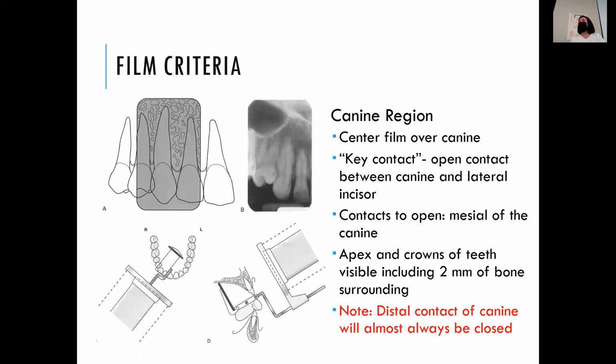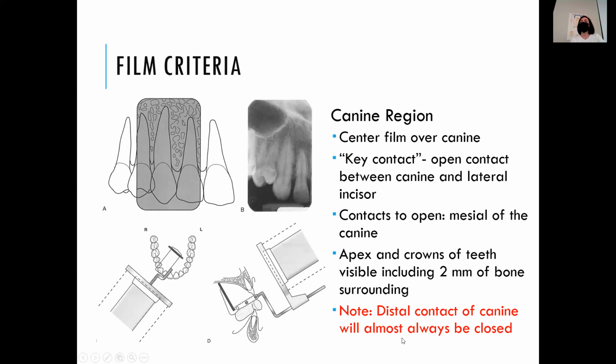Okay, so for a canine, again, we have criteria: center the canine in the film. The key contact is between the canine and the lateral. And then the contact to open is the mesial of the canine, that's what we're really going for, because we'll get the distal of the canine in our other shots. But this is the only place where we can get the mesial of the canine. Apex and crowns of the teeth visible, 2 millimeters of bone.